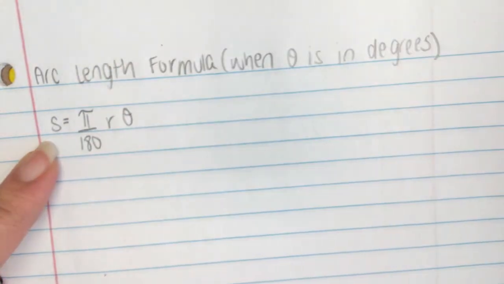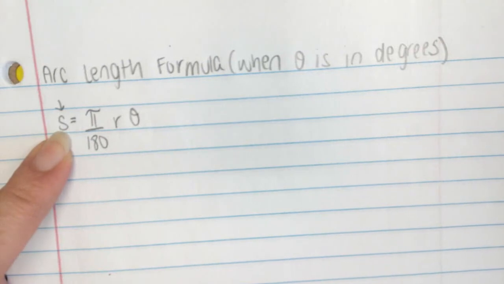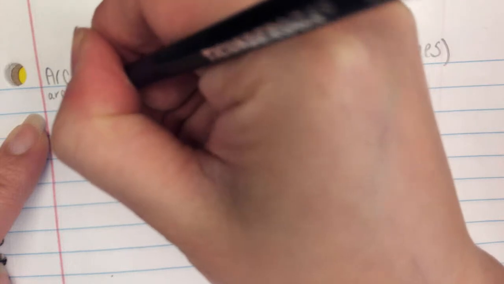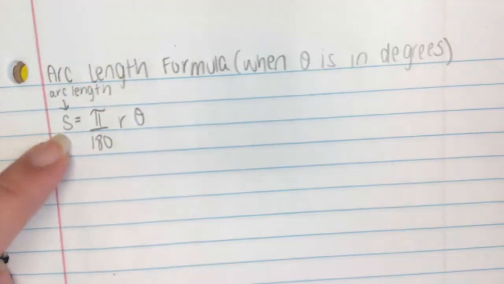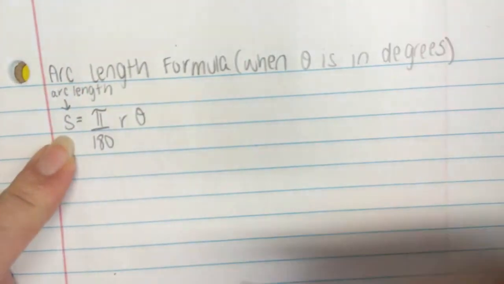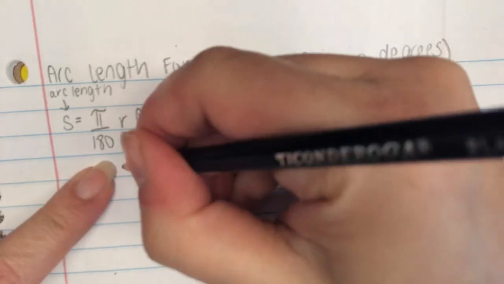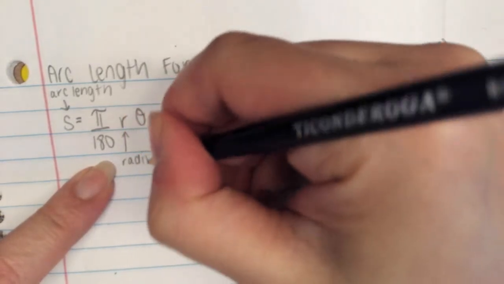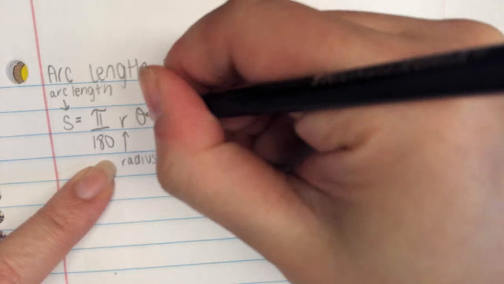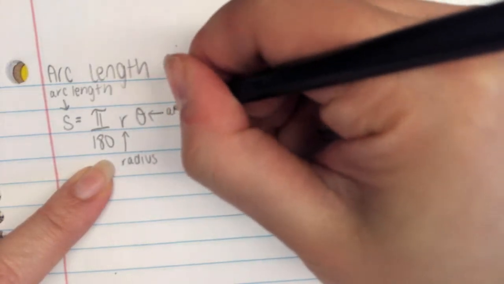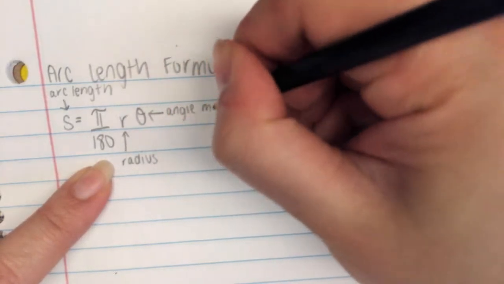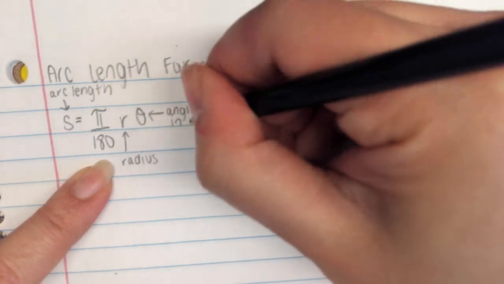I'm going to label a couple of things. S is the variable we use when we're talking about arc length. The radius is r, that should be obvious, it's always been r, and it will continue to be r. And theta is the angle measure in degrees.